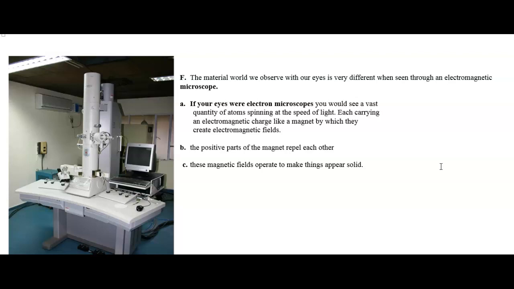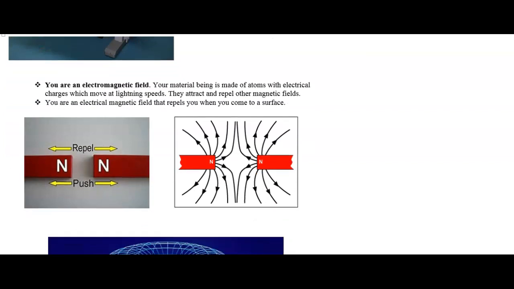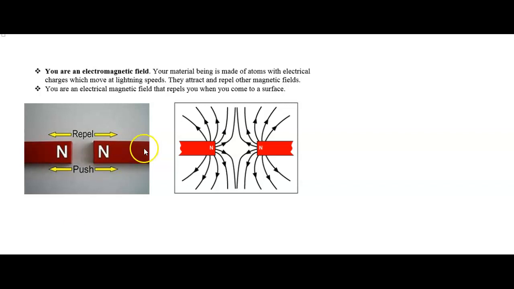And by that charge, they'd create electromagnetic fields. This next part is important. Positive parts of the magnet, you probably know this, are going to repel each other. Negative parts are going to repel each other. Those magnetic fields, positive repelling positive, negative repelling negative, positive attracted to negative, make things appear to be solid. And we are electromagnetic fields. So here they're pushing, repelling each other. So you are an electromagnetic field.